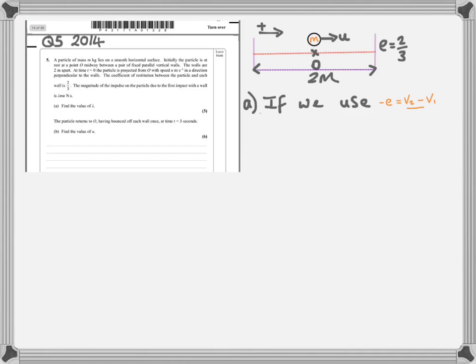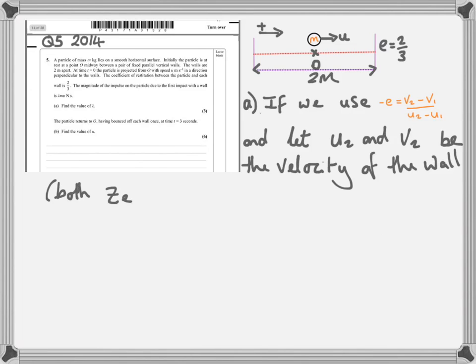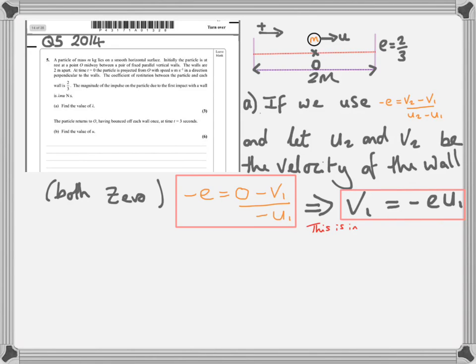Okay, first of all, if we use minus e equals v2 minus v1 over u2 minus u1, and let u2 and v2 be the velocity of the wall, which of course will be 0 throughout, we'll end up with this relationship. Minus e equals 0 minus v1 over 0 minus u1, which can be simplified to give you v1 equals minus e times u1. And in fact, if you have a look through your notes, then you will have that result. And that's in terms of velocities.